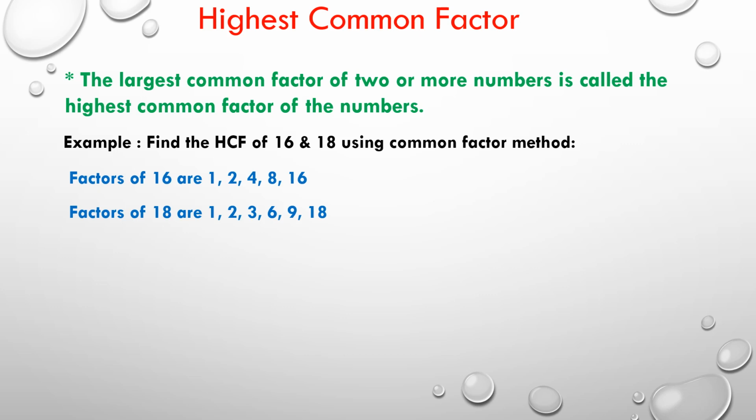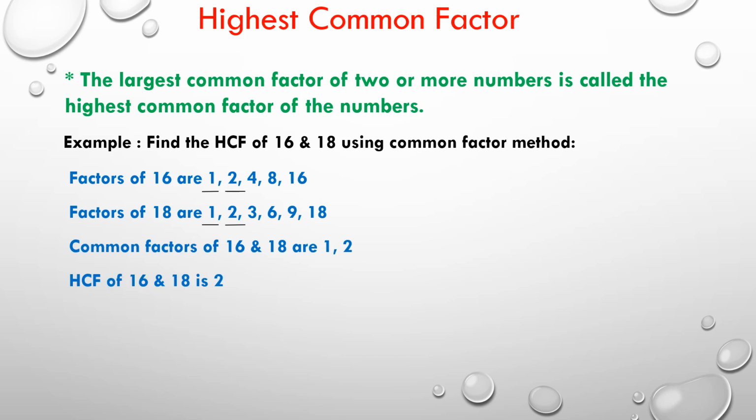Then what are the common factors of 16 and 18? First common factor is 1 and second common factor is 2. But what do I need to find out? I have to find out HCF, highest common factor. So among 1 and 2, which one is highest? 2. So I can say HCF of 16 and 18 is 2.